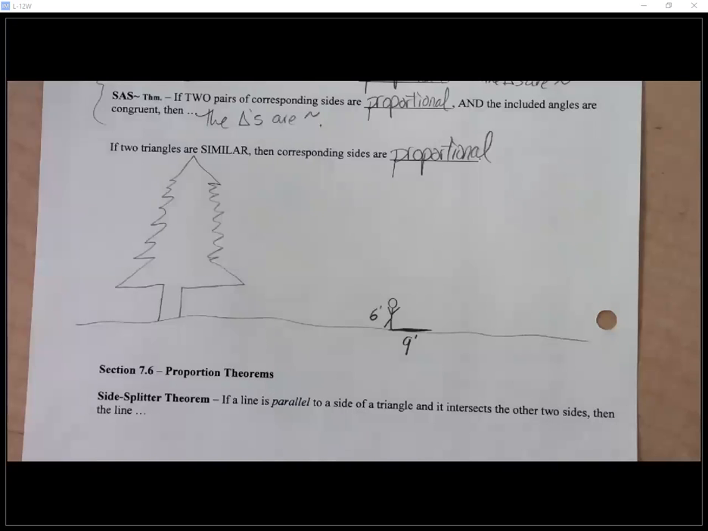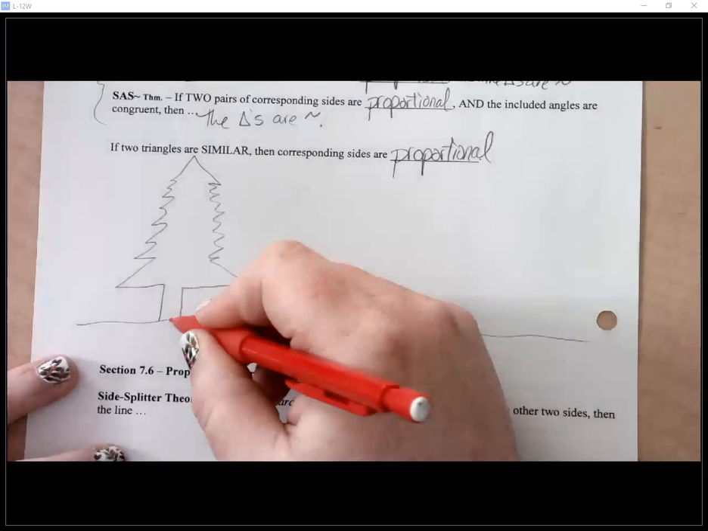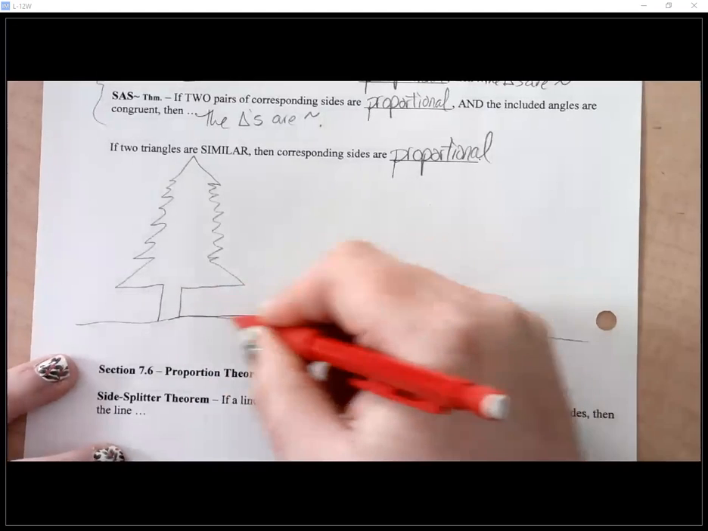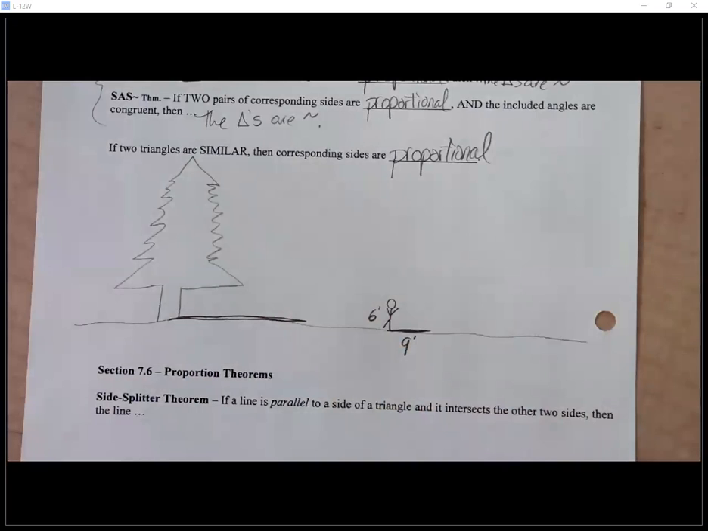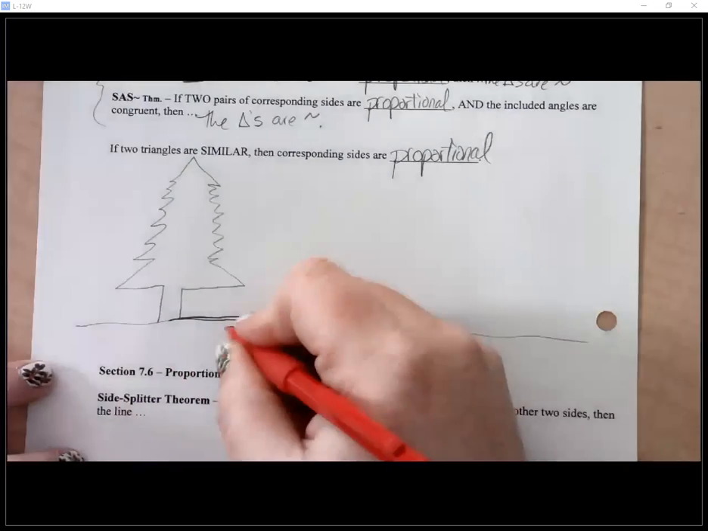The tree is going to have a shadow, right? How long do you want the tree shadow to be? I'm making these numbers up, so I have no idea. 54? Okay, fine. Let's say the tree shadow is 54.